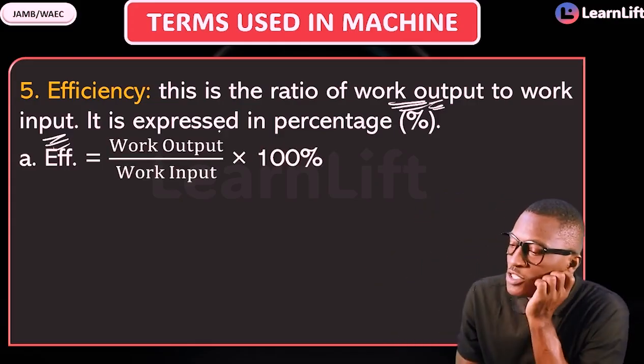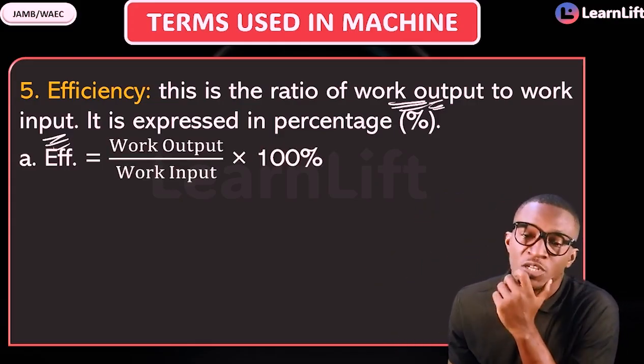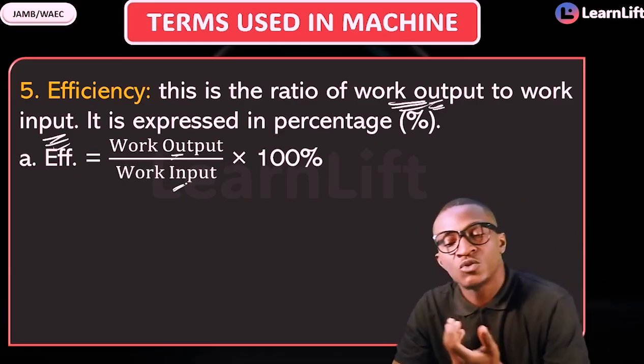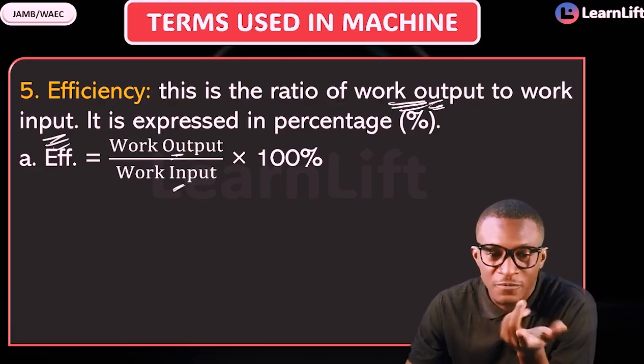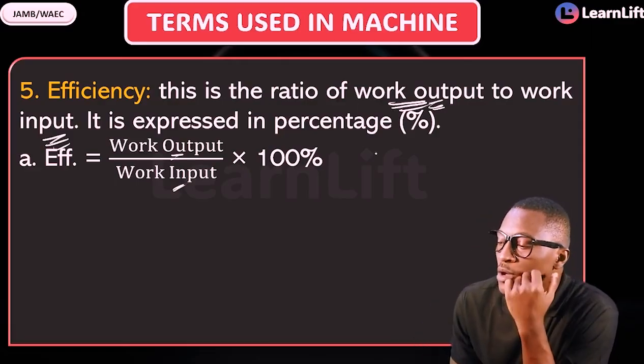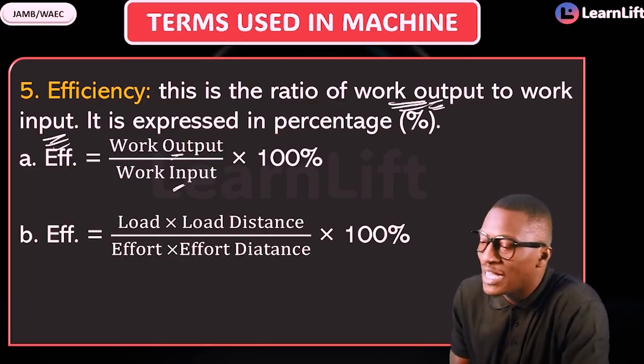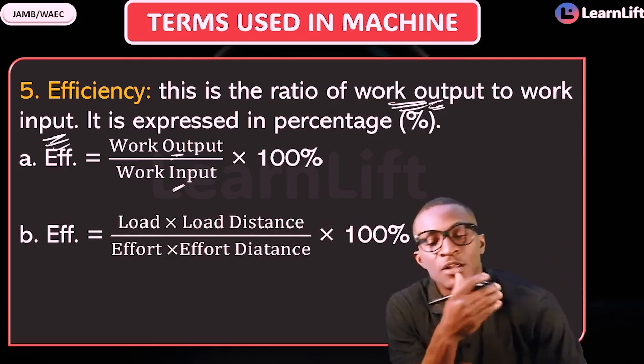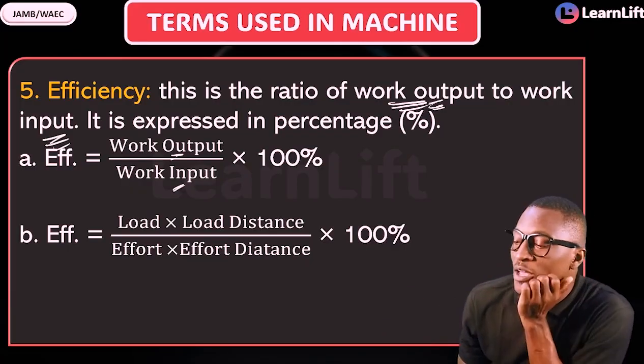Look at it. Efficiency is work output over work input times 100%. Output is up, input is down. I also know that work output can be defined as load times load distance all over effort times effort distance.